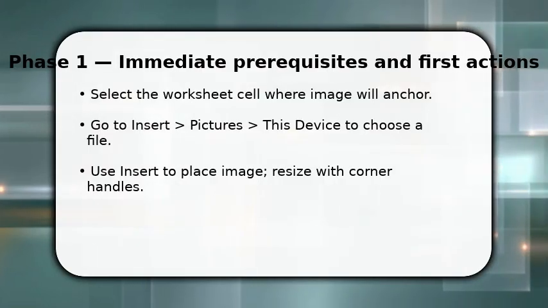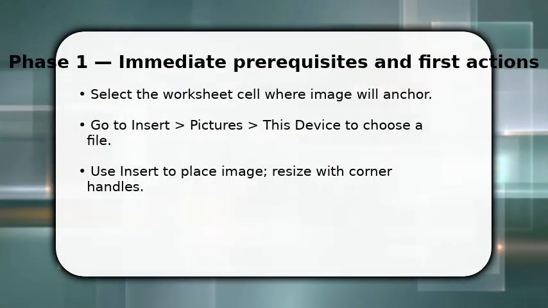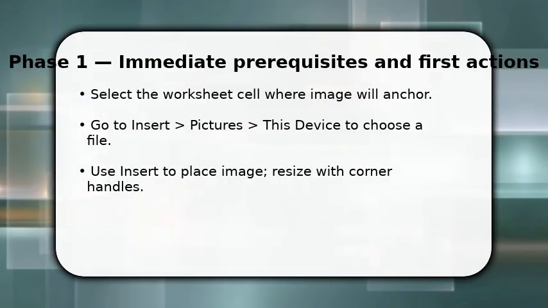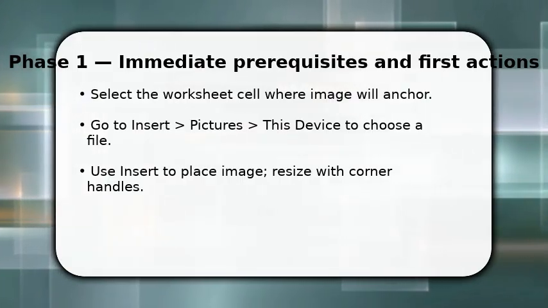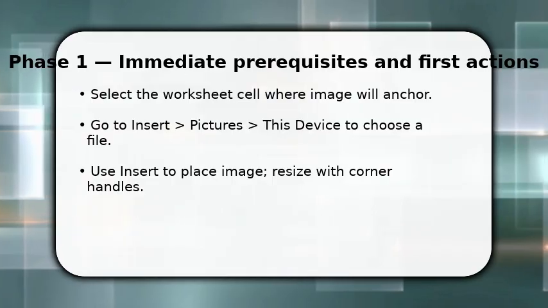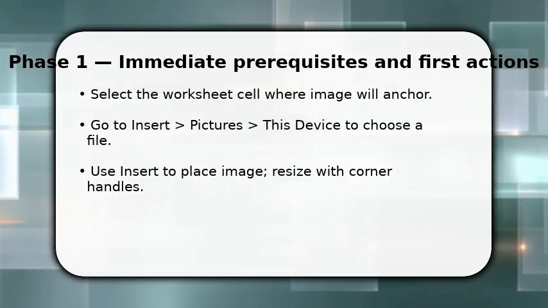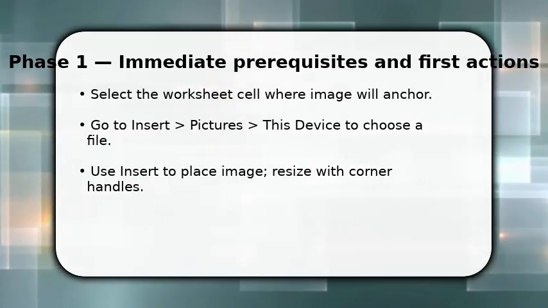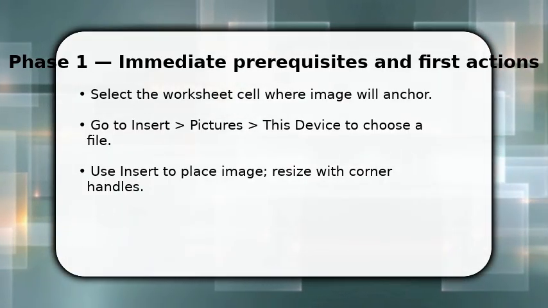You start by placing the picture where it belongs. Click the cell that will anchor the image, then choose Insert, Pictures, This Device. Once you pick a file, Excel inserts the image over the grid. Make sure to use corner handles to resize proportionally so the picture doesn't distort. You're doing this first to lock placement and prevent covering important cells.